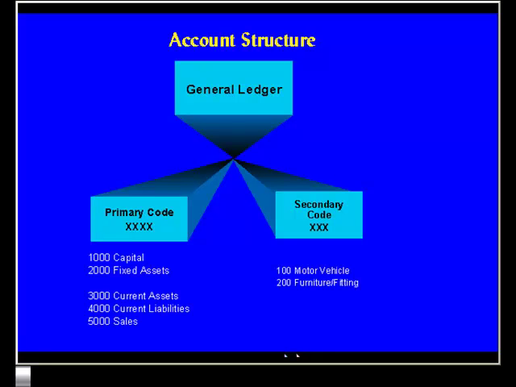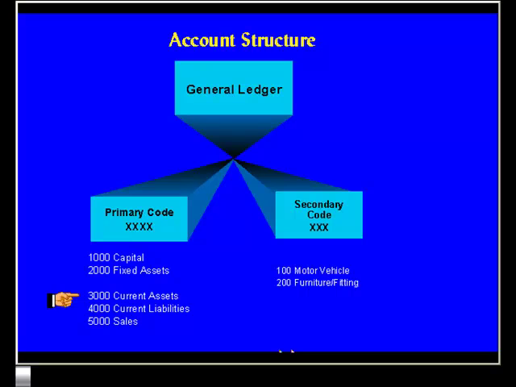The first character of the primary code represents the type of account. For example, capital accounts starts with 1. Fixed assets account starts with 2. The secondary codes represents the individual accounts in the group. For example, motor vehicle under fixed asset has got a secondary code of 100, and furniture and fitting has a code of 200.